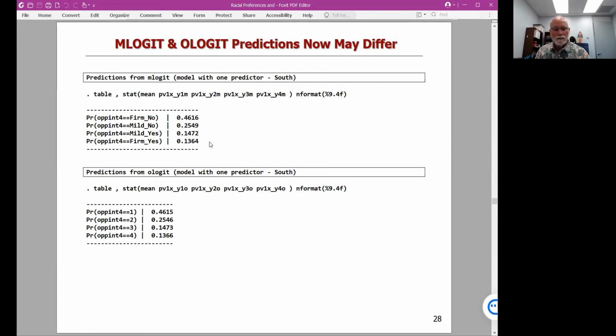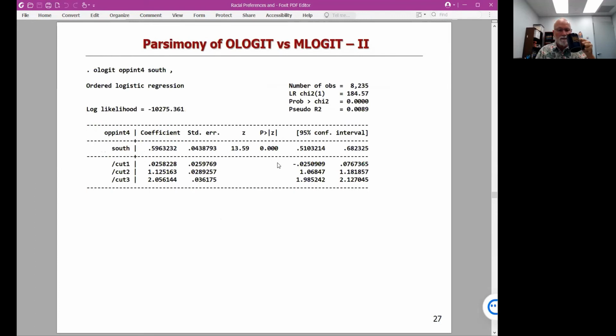Dr. Fossett? Yes. So in the previous slide where you have cut 1, cut 2, and cut 3, why don't you do a cut 4 for your last category? Why isn't there a cut 4?